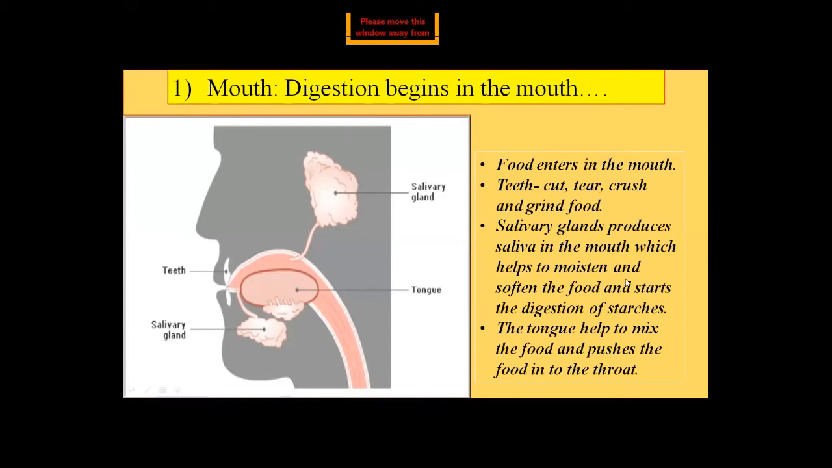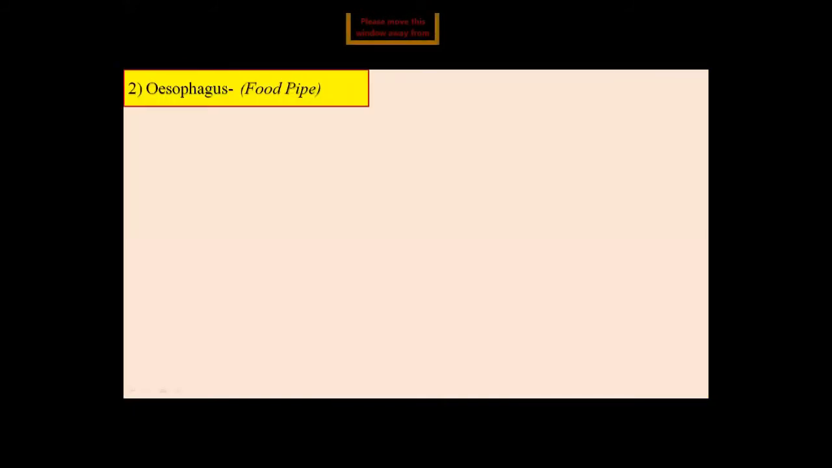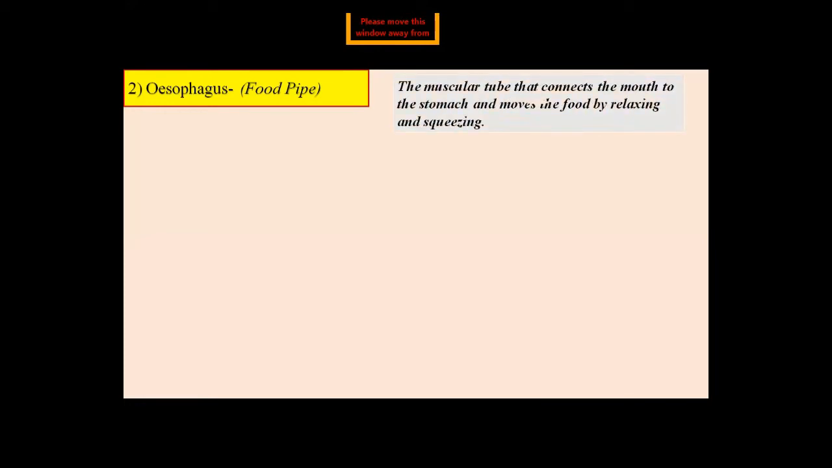The salivary glands produce saliva in the mouth, which helps to moisten and soften the food and start the digestion of the starch. The tongue helps to mix the food and pushes the food into the throat. What happens in the next organ? In our throat, there are two tubes.